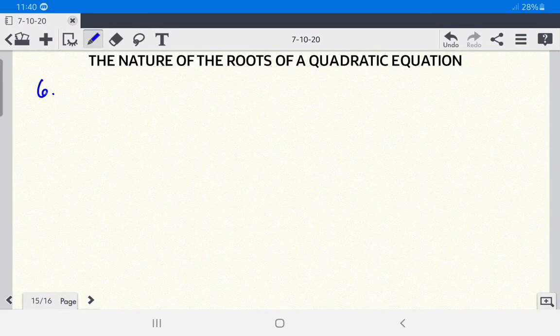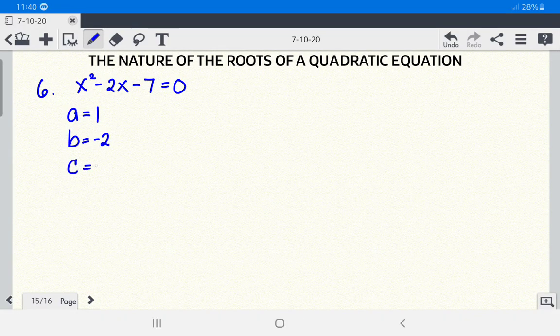Number 6, let's say we have x squared minus 2x minus 7 equals 0. So, let us determine the nature of roots of this quadratic equation. So, find the value of a, which is 1. Value of b, we have negative 2. Then, value of c is negative 7.